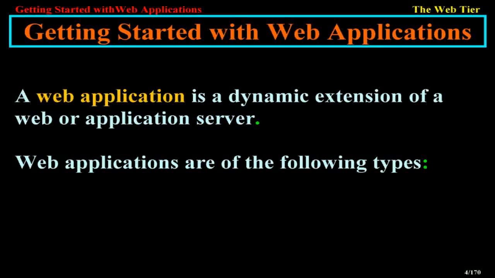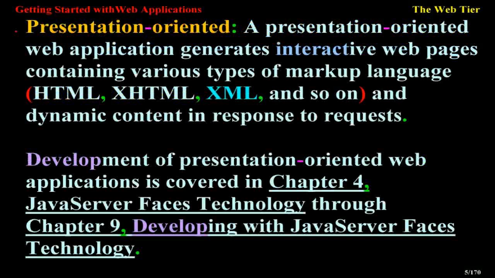Getting Started with Web Applications. A web application is a dynamic extension of a web or application server. Web applications are of the following types. Presentation-oriented. A presentation-oriented web application generates interactive web pages containing various types of markup language, HTML, XHTML, XML, and so on, and dynamic content in response to requests.